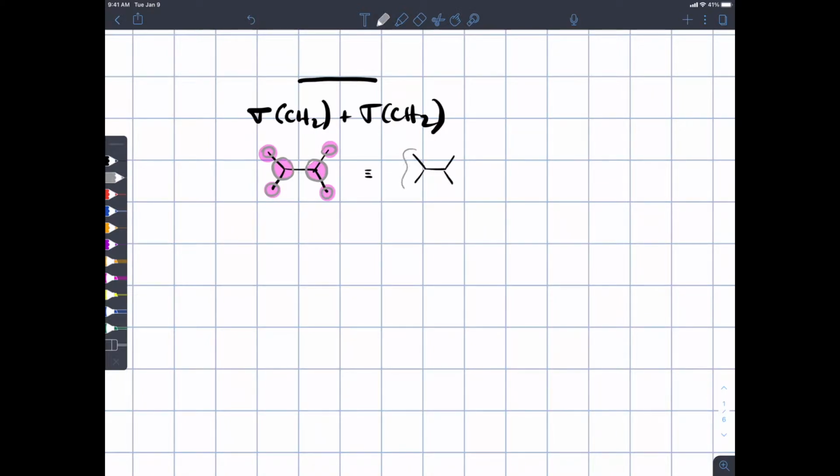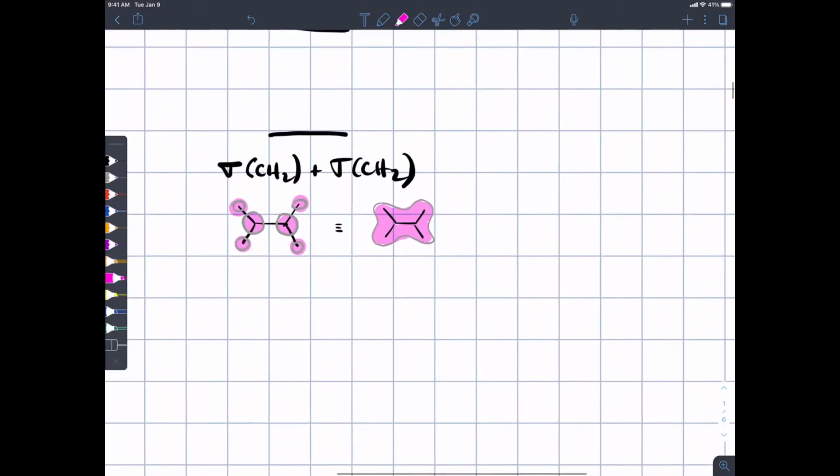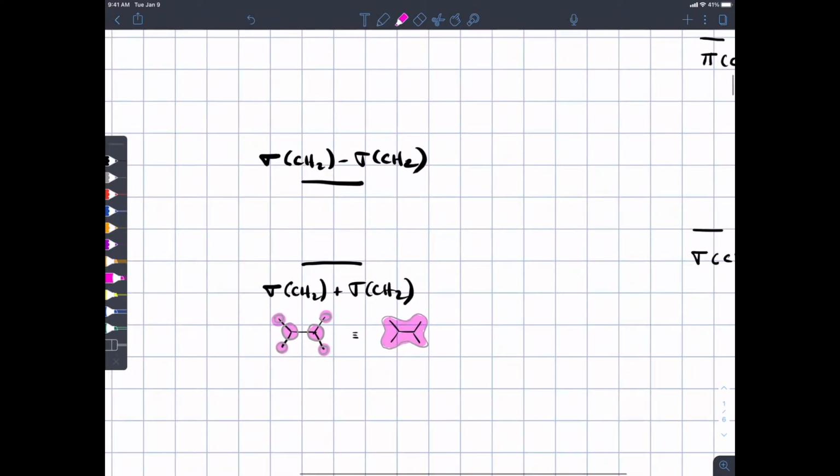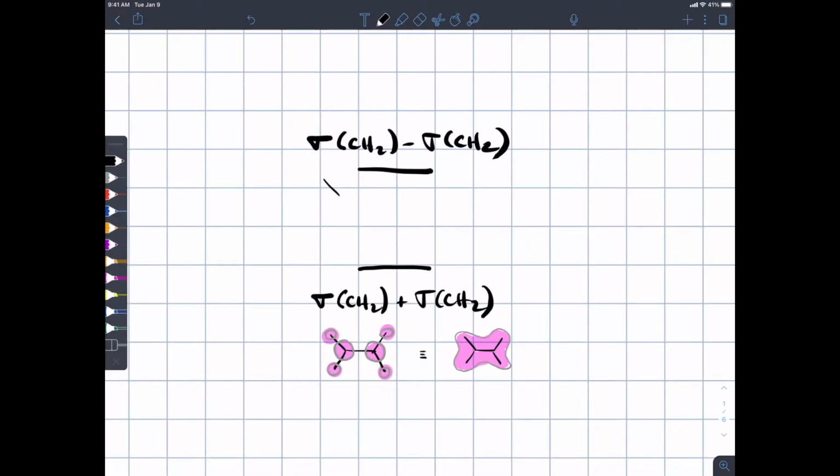It means exactly the same thing as what I might draw here. In other words, a continuous lobe of electron density with no change in the wave function sign. In contrast, for the minus combination, what we would have would be a phase change in between the two nuclei.